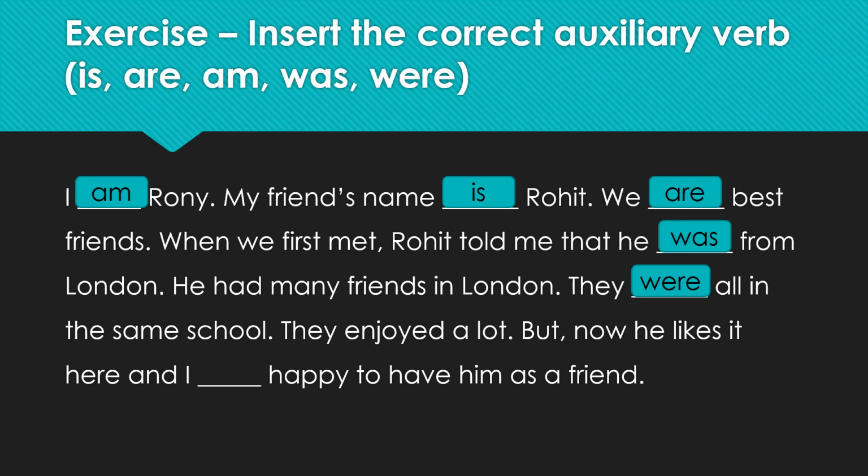They enjoyed a lot, but now he likes it here and I dash happy to have him as a friend. Here the word now indicates that we are talking about something that is happening now in the present. Therefore, we use am. I am happy to have him as a friend.